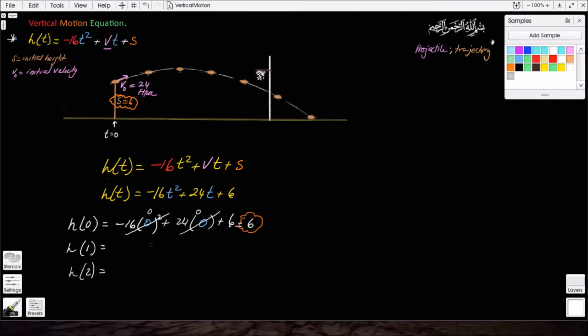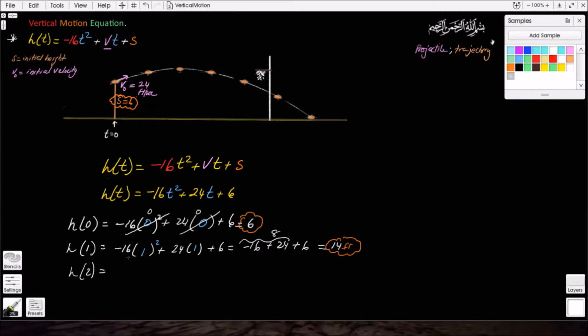Now, if we want to know where the basketball is 1 second later, we would substitute 1 in place of t. We would get -16 times 1 squared plus 24 times 1 plus 6, and that is -16, since 1 squared is just 1, plus 24 plus 6, which is 14. So the basketball is 14 feet above ground 1 second later.